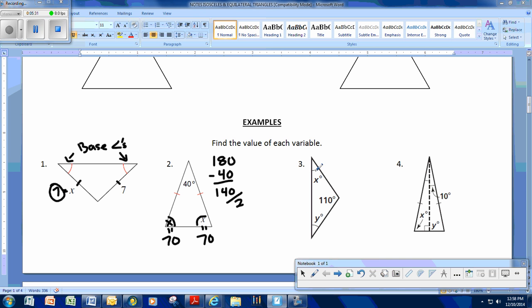Okay, number 3 is very similar. Again, we have an isosceles triangle. These two angles down here are the base angles. That means these two sides are congruent, and 110 is my vertex angle. So again, I'm going to subtract 110 from 180. That gives me 70. Since there are two base angles, I'm going to cut that in half to get 35 degrees for those two angles.